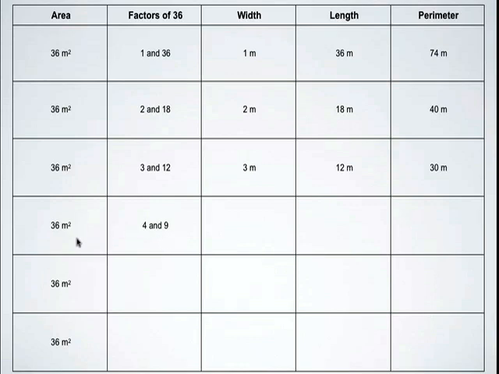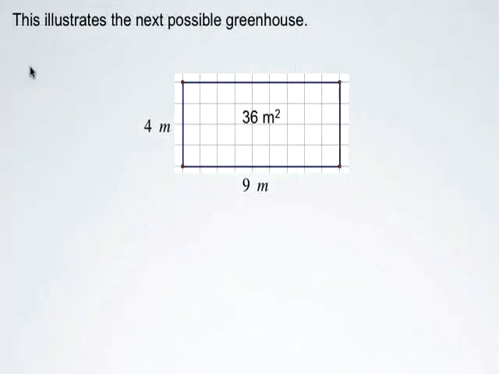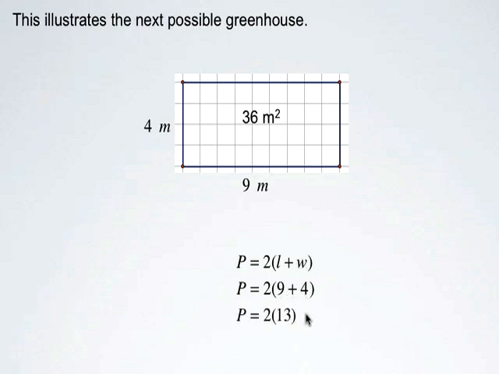4 times 9 gives us 36. We'll use a width of 4 and a length of 9, and let's calculate the perimeter for this object. So here's the illustration that shows a width of 4 meters and a length of 9 meters. Again, we'll use the perimeter formula, 2 times the length plus the width. Substitute in 9 for the length, 4 for the width. Add those two values together inside the brackets, giving you 13. And we need to multiply by 2 to give us a perimeter of 26 meters.